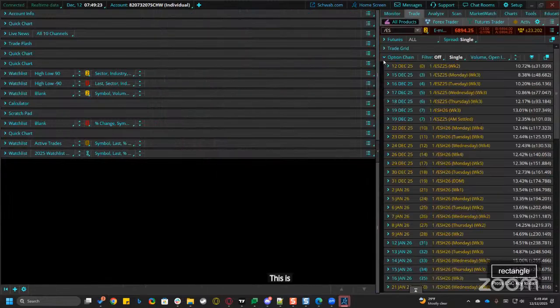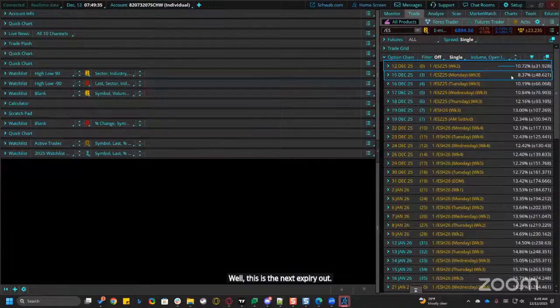This is today. It's the closest expiring option, and the implied volatility average is 10.72. Well, this is the next expiry out, and the implied volatility is 8.37. When the front expiring option has a higher implied volatility than the next series out, you get a market maker move. That's how you can use your own broker to look and see, hey, are we getting additional hedging today?